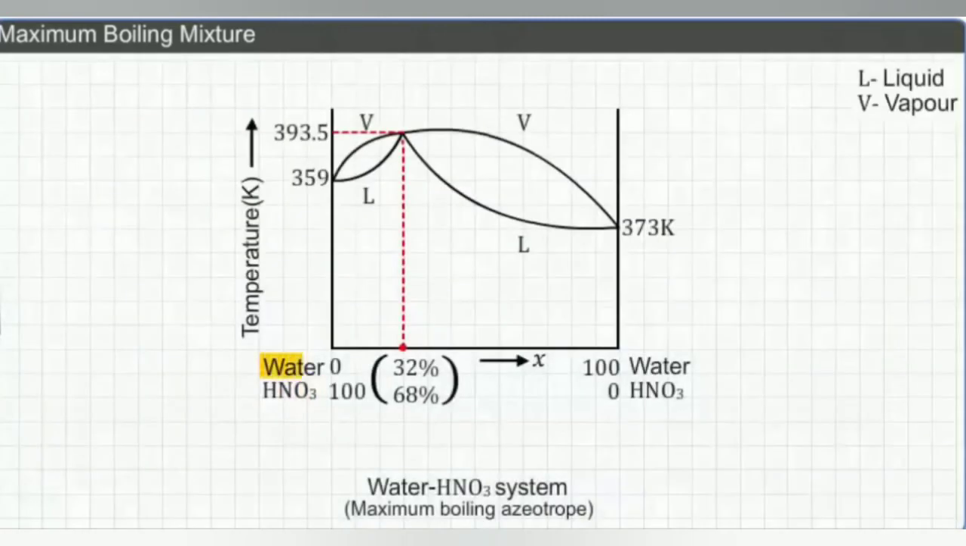Nitric acid and water is an example of a maximum boiling azeotropic mixture. The azeotropic composition of this mixture at 393.5 Kelvin is 68% nitric acid and 32% water.